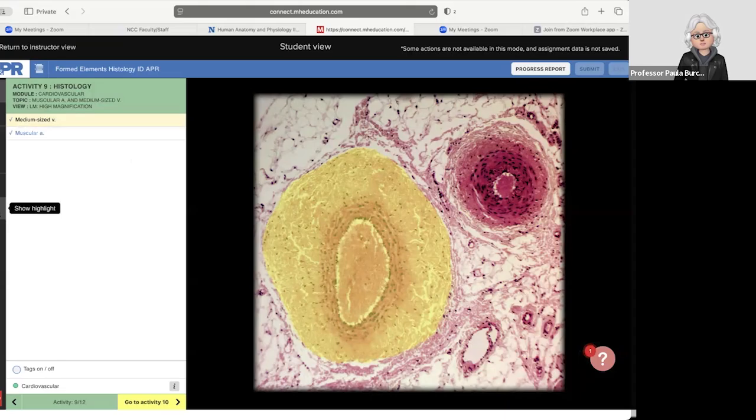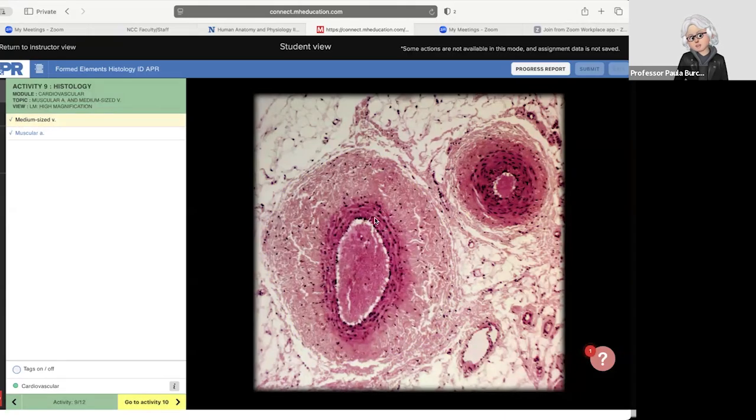You also are going to have to be able to identify the 3 layers of the vessel wall, and we'll look at that in just a minute. But there are 3 layers. We call them tunics: an inner layer, a middle layer. You can see this middle layer here, and an outer layer. So I'll get to that in just a minute. But notice that this middle layer here is thinner than this middle layer here. So arteries have a thicker middle layer than veins do.